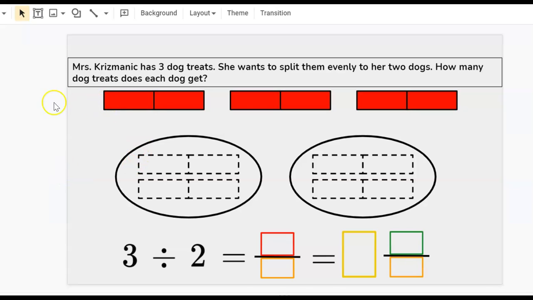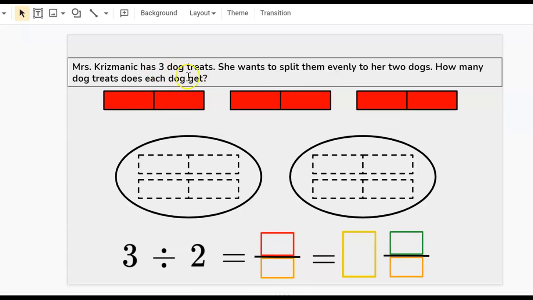So this problem says Mrs. Krasmanik has 3 dog treats, and she wants to split them evenly to her 2 dogs. How many dog treats does each dog get? So I know this is a division problem because it says she's splitting them evenly, and that's what division is. Division is when we take a number and we split it into even groups.